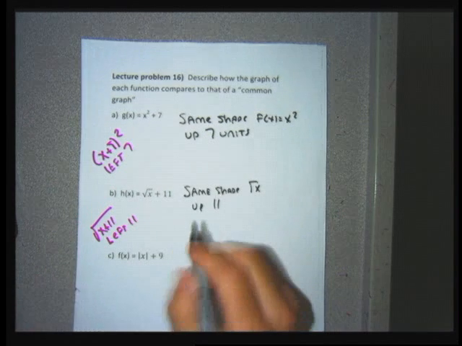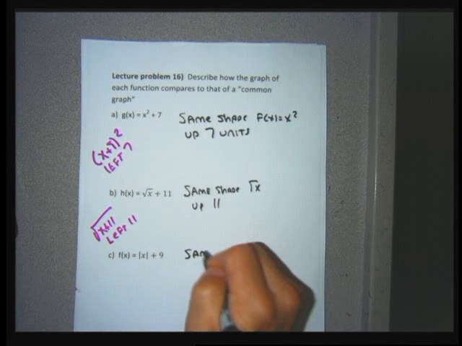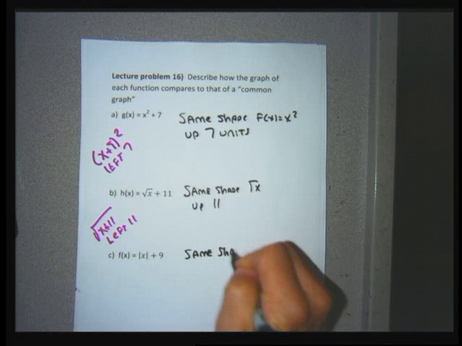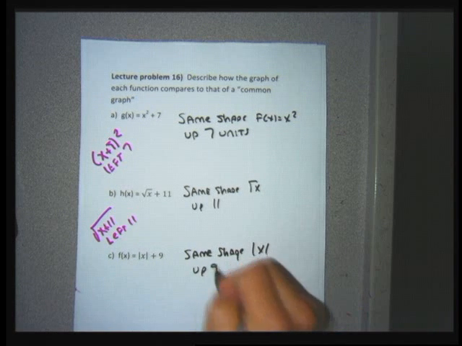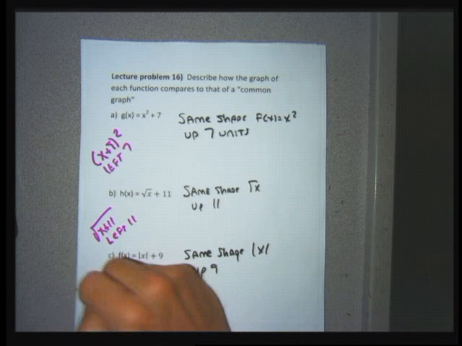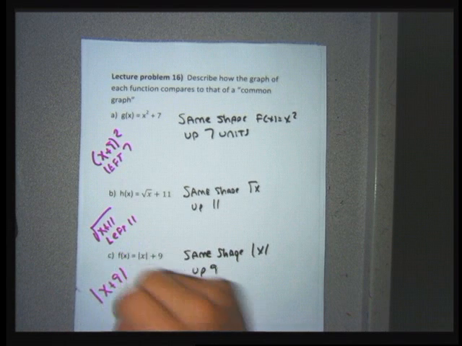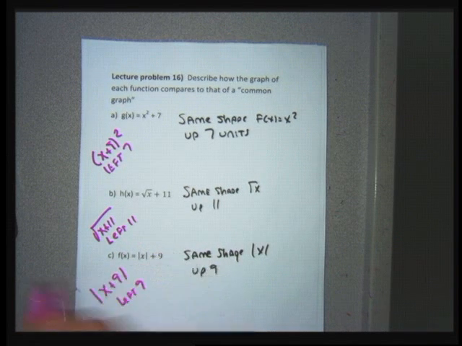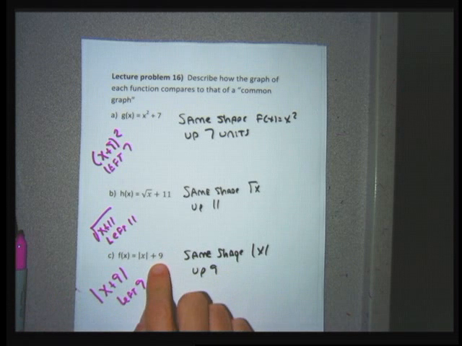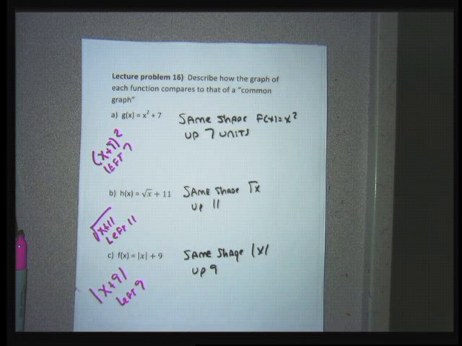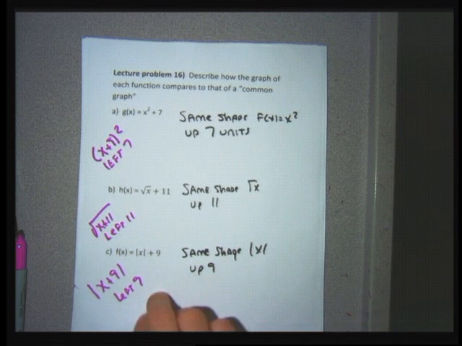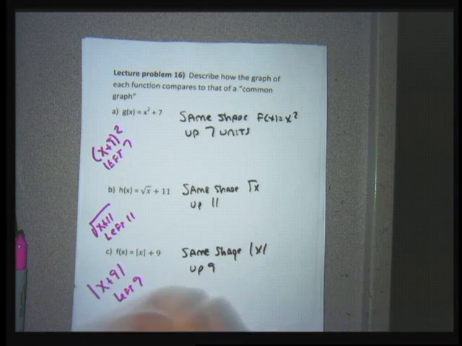And then part C, this graph would have the same shape as the absolute value of x, but it's going to be up 9. And again, had I put the plus 9 under the absolute value, it would move it left. So pluses can move something up or move something left. Minus can move something down or move something right. Okay, that's the end of that.